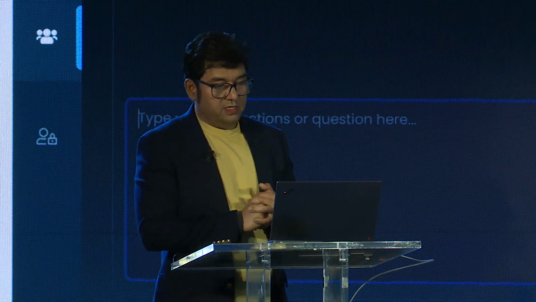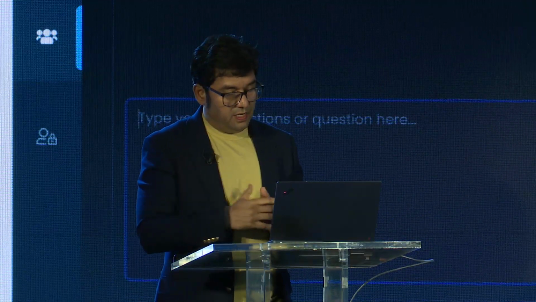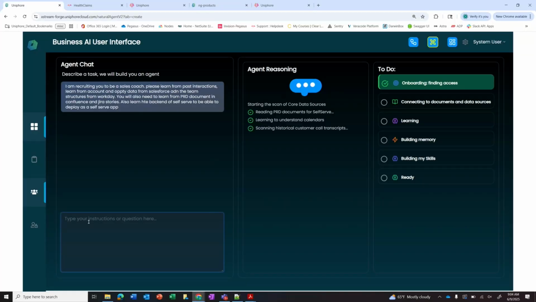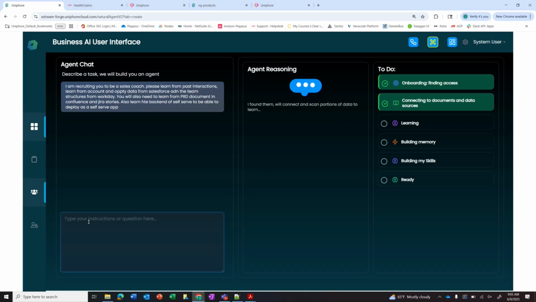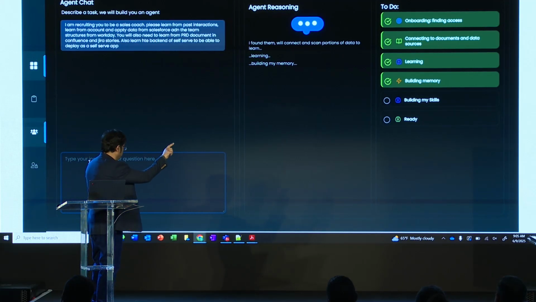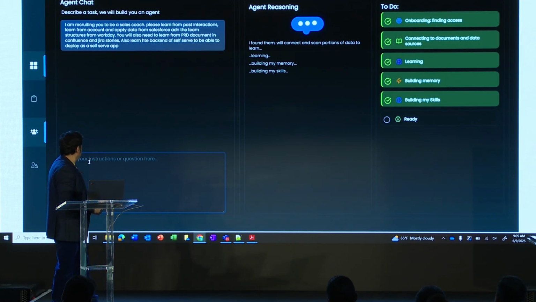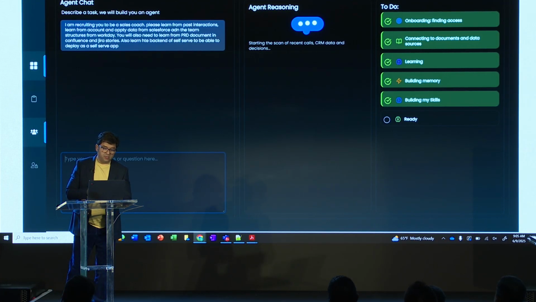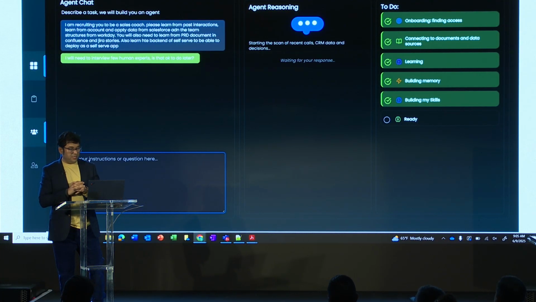Starting the scan, now it's starting to read the PRD documents. So it will find them in our data sources. It has to understand calendars because it has to be a sales coach for sellers. And it's extracting talk time ratios, like if sellers talk too much, for example, connected to Salesforce. And that has never happened in Uniphore, by the way. Okay, it has found them, connected, and scanned the sources. Now it's going into the learning stage, building its memory, building its skill, and at some point it should be ready.